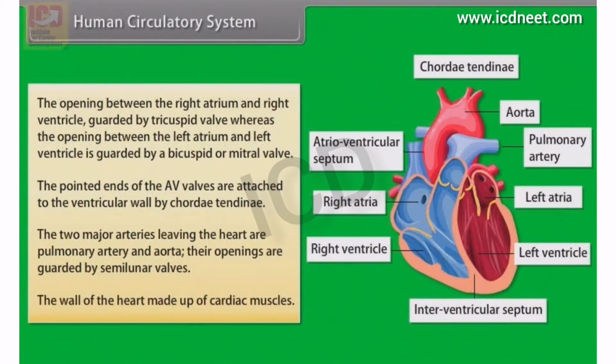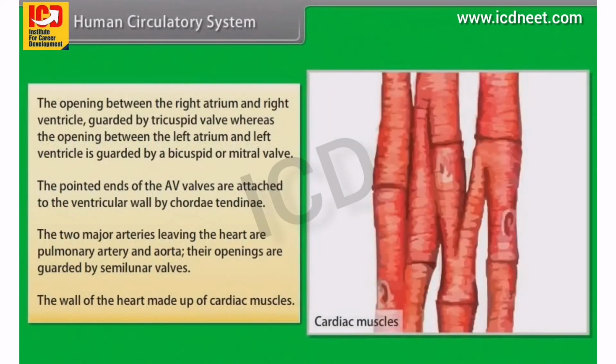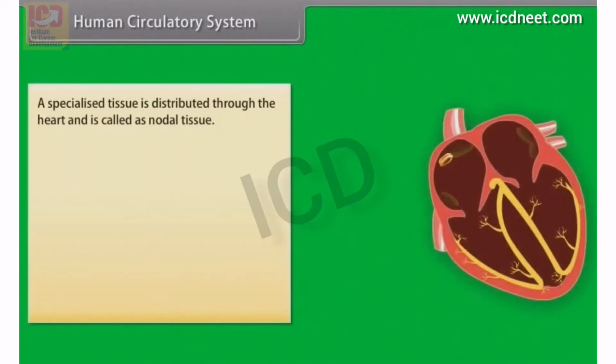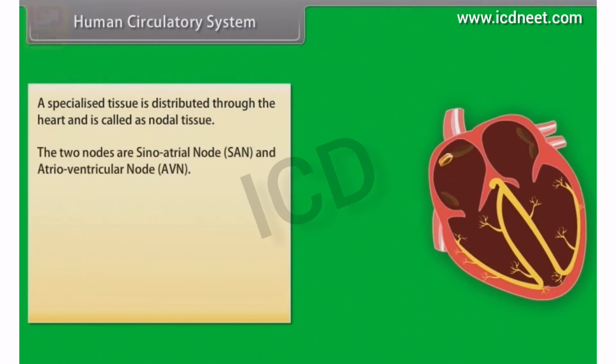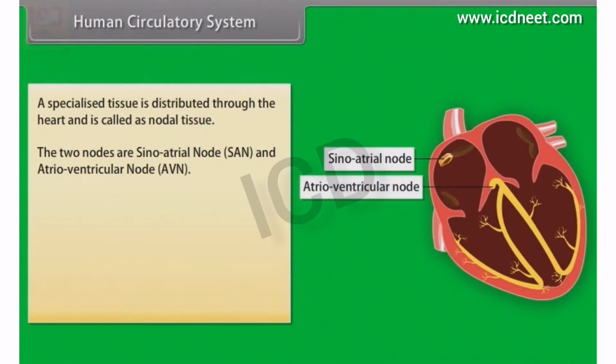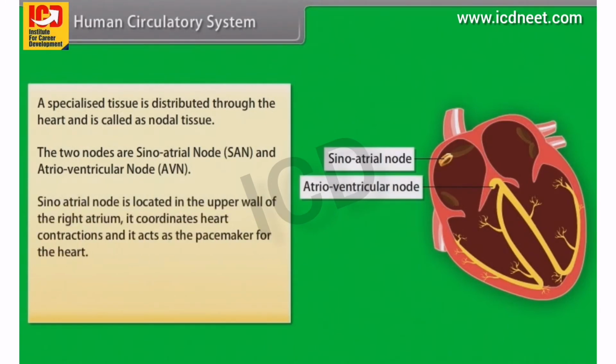The wall of the heart is made up of cardiac muscles. A specialized tissue is distributed through the heart and is called nodal tissue. The 2 nodes are the sinoatrial node and the atrioventricular node. Sinoatrial node is located in the upper wall of the right atrium. It coordinates heart contractions and acts as the pacemaker for the heart.